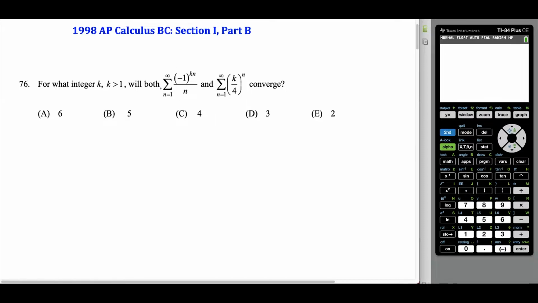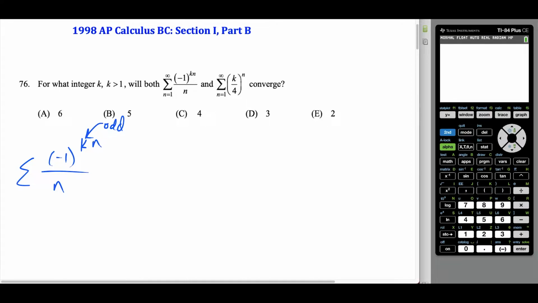We're starting with this calculator section question, and we want to find which integer k will make both of these series converge. For the first series, we have (-1)^(kn) over n, and for this series to converge, we need k to be odd. That's one of the requirements, because then it ensures that we have an alternating series, and in that situation, we'll have something that converges.